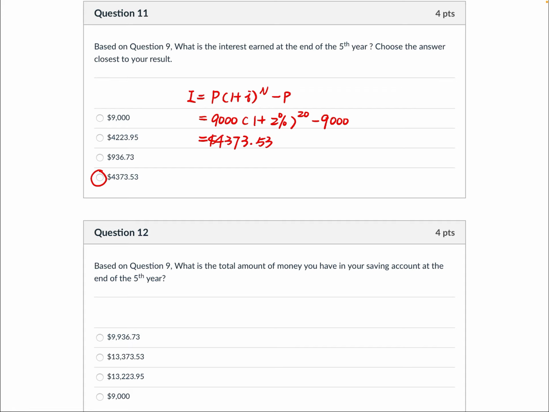And based on this, what is the total saving in your account at the end of the 5th year? So that's the total payback. It's I plus P. So it's I plus 9,000, which is 13,373.53.